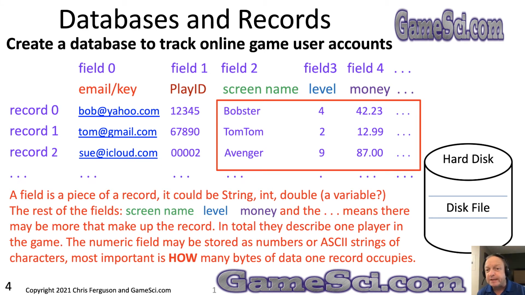It's up to you as the designer. Do I want to store these as integers? Is that an integer? That's an integer. Do I want to store this as a double variable? Maybe, maybe not. Probably the easiest way to do it is treat everything as characters. Then when you extract it, convert it to a double or an integer. But more importantly, how many bytes does it take to represent one record?